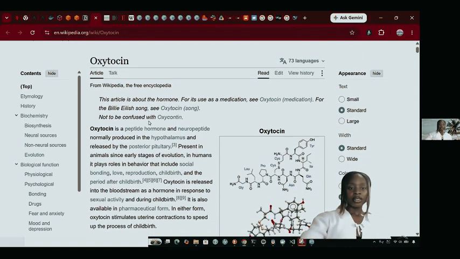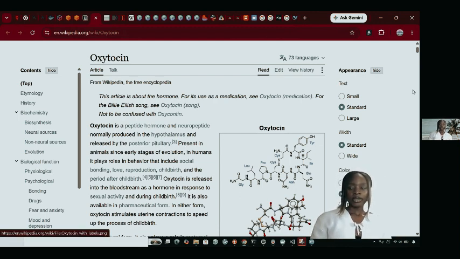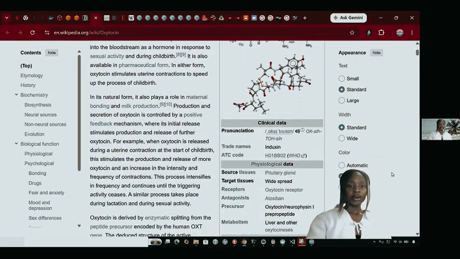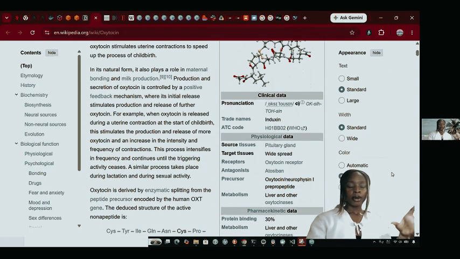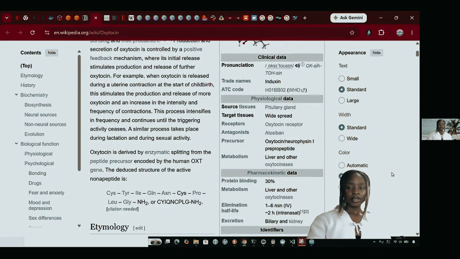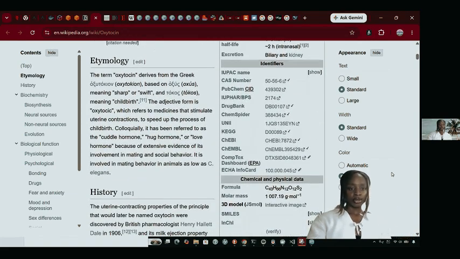So, what is oxytocin? Oxytocin is a peptide hormone, a neuropeptide normally produced in the hypothalamus and released by the posterior pituitary gland. So, in its natural form, it plays a role in maternal bonding and milk production. Then, production and secretion of oxytocin is controlled by a positive feedback mechanism. So, oxytocin causes more release of oxytocin, which causes more release of oxytocin.